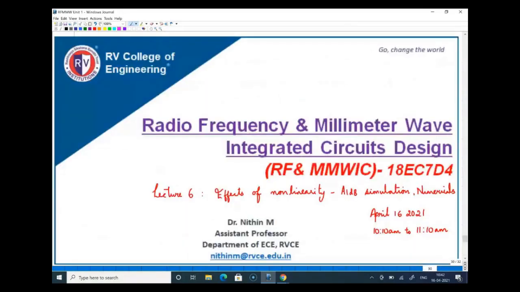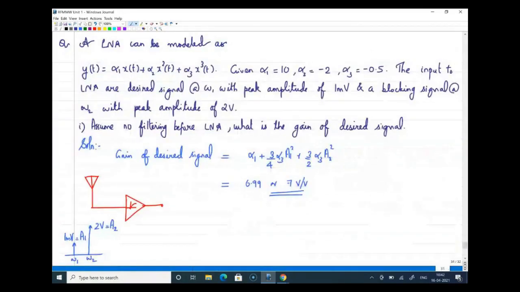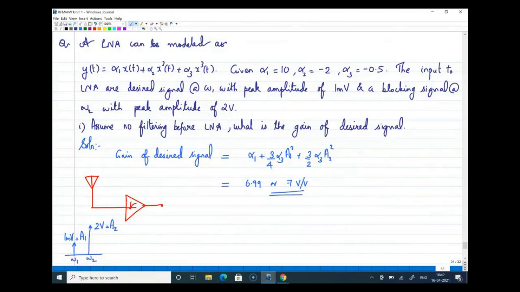So now we will quickly move to the simulation of the previous class 1 dB compression point. If you have questions, then definitely I can take questions after showing the simulation part.